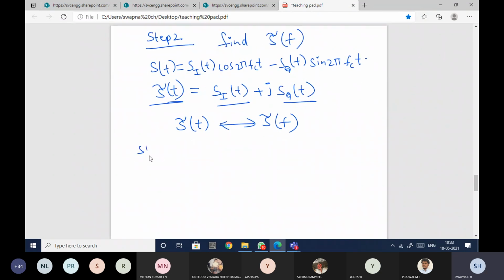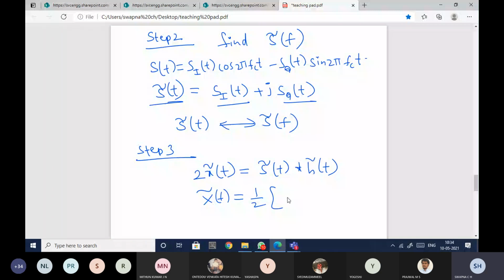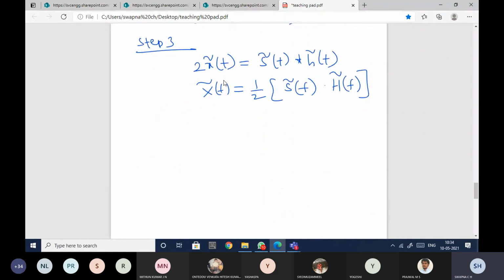In step 3, I've already shown you this. x tilde of t is nothing but half of s tilde of t convolved with h tilde of t. If I want to find x tilde of f, convolution in the time domain is equivalent to multiplication in the frequency domain, so x tilde of f is half of s tilde of f times h tilde of f. Now you know your s tilde of f and your h tilde of f, so you'll get x tilde of f.